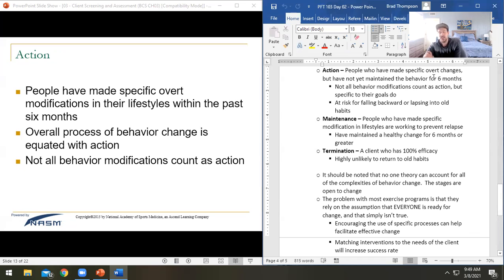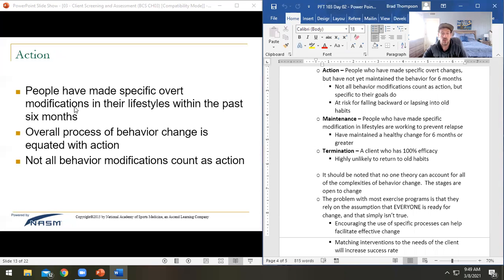Now we've got the action stage. These are people who have actually made specific changes. They just haven't really been able to maintain it consistently for a full 6 month period. So this is somebody who's at risk for falling backwards. Generally, this is somebody who's like, yeah, I'm coming to the gym regularly, but I'm starting to lose motivation. They're worried about falling back into old habits.